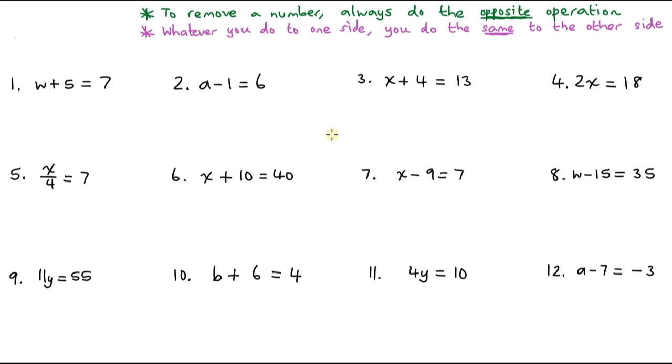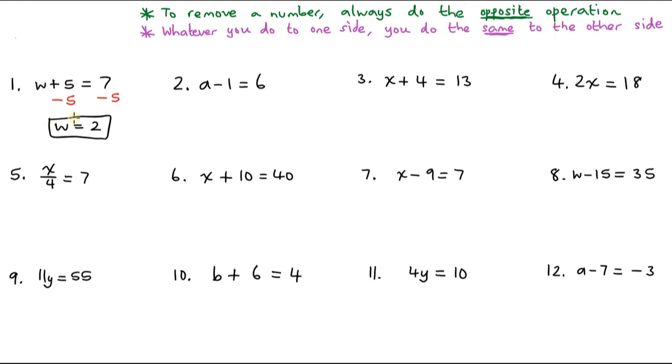Okay, I'm assuming you paused the video and had a go at this. So let's go through the answers together now. So question 1, we've got w plus 5 is equal to 7. And we want to work out what w is. So to get w on its own, we need to do the opposite of adding 5. So we need to subtract 5 from the left, and we need to subtract 5 from the right. So what we're left with, on the left-hand side, we're just left with w, because the 5's cancel. And on the right, we've got 7 minus 5, which is 2.